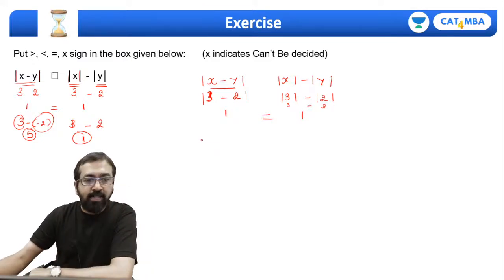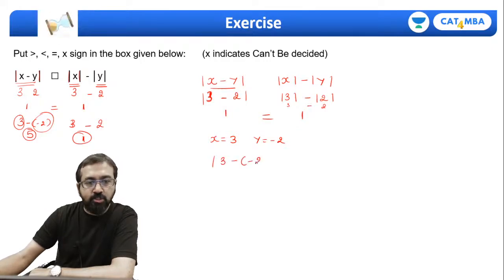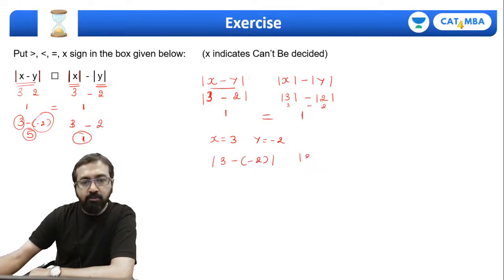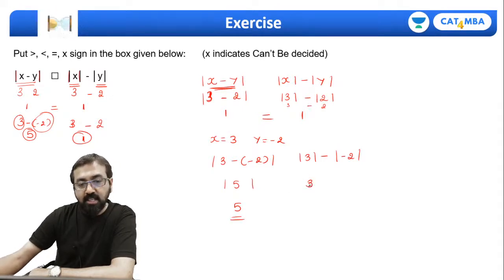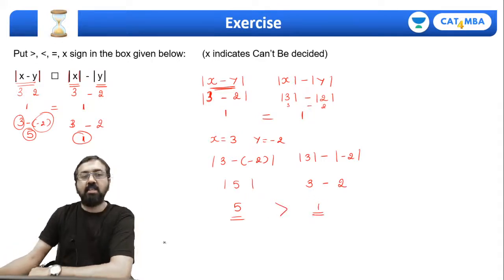Right. So now let me take x as 3 and y as -2. So what will be mode of 3 minus -2, and what will be mode of 3 minus mode of -2? Let's try for this. 3 minus -2 is 5, and mode of 5 is 5. So this part is coming out to be 5. While mode of 3 is 3, minus mode of -2 is 2. So 3 minus 2 is again 1. So in this case, this is greater.